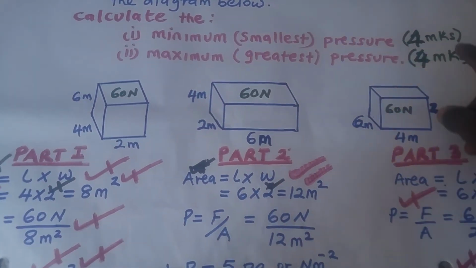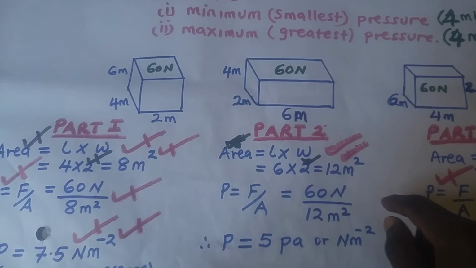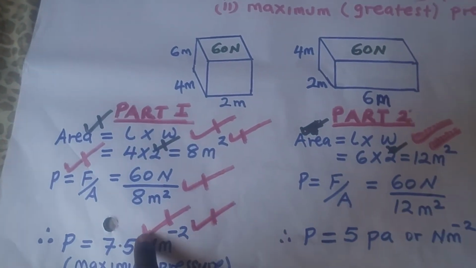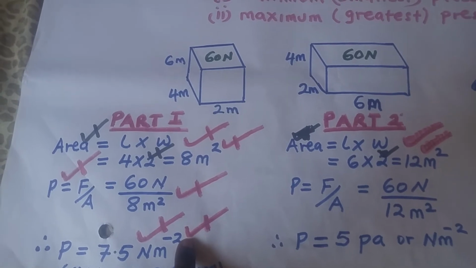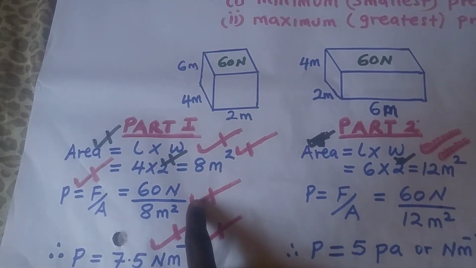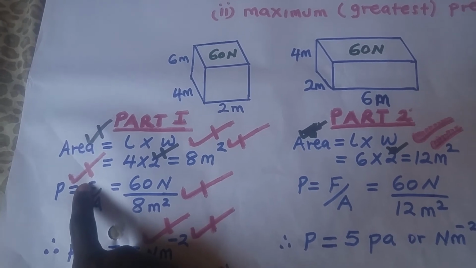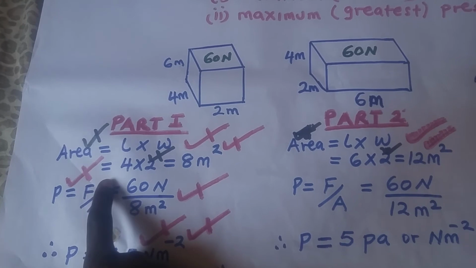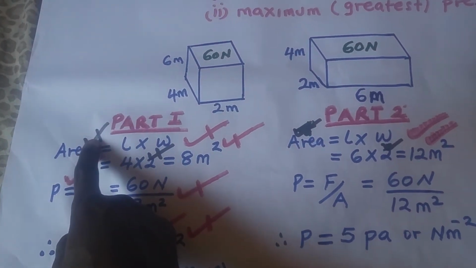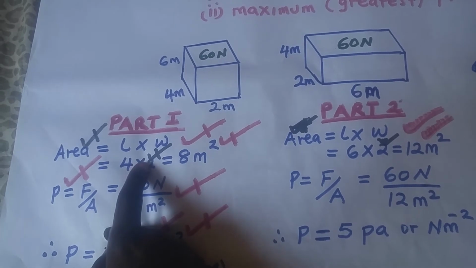So how many marks were given here? 4 marks. How do we give those marks? You see, the answer, a half. The unit, a half. That's 1 mark. Substitution for pressure, a half. The formula for pressure, a half. That's another 1 mark. Those are 2 marks. Then you have calculating the area. Formula for the area, a half. Substituting for length times width, a half.